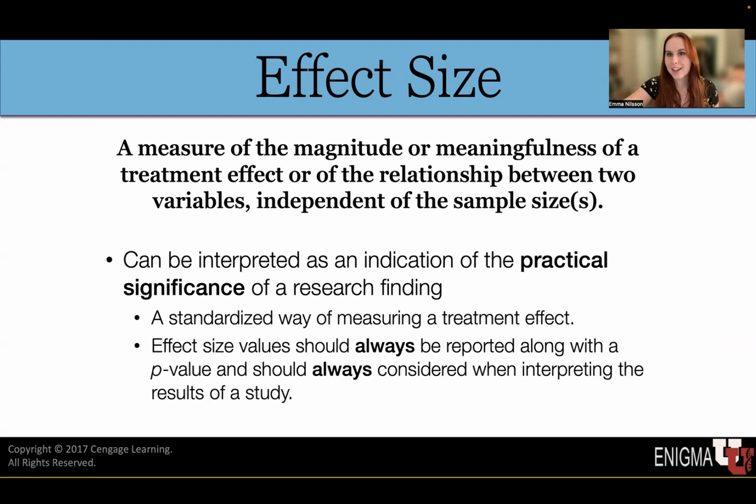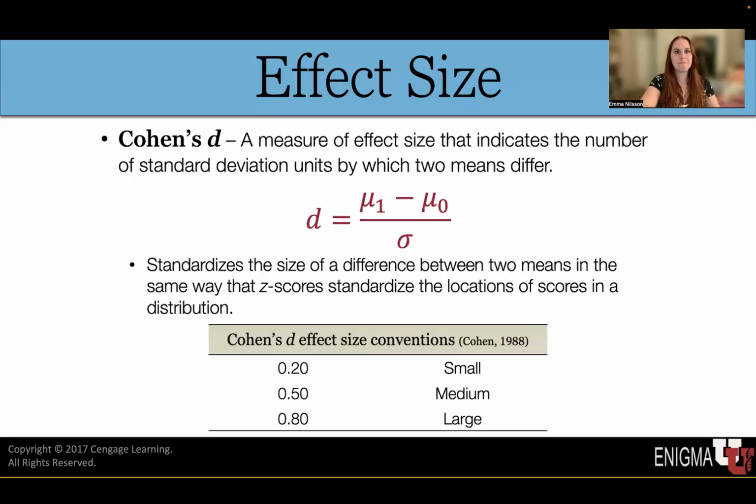The effect size and sample size, sometimes people get confused because they have the same word size in it. Sample size is the number of participants. Effect size is the meaningfulness of the relationship that you find. We can also interpret it as an indication of the practical significance of your research finding. And effect size values should always be reported along with your p-value and should always be considered when you are interpreting results of your own studies and of other studies that you're reading. Your p-value is going to tell you whether or not an effect was found, but the effect size tells us how important or substantial that effect actually was, which is why it's important to report them together.